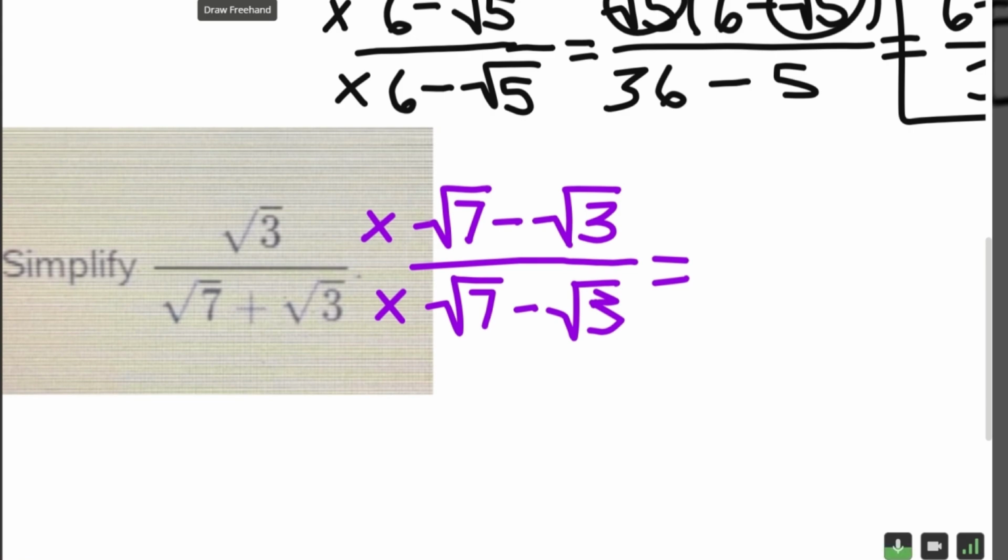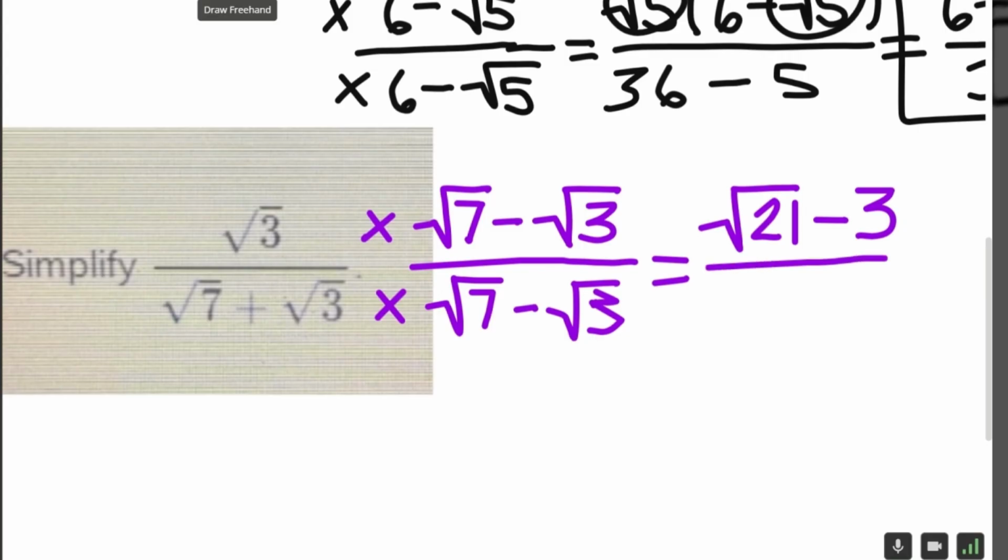Well, let's just distribute that across on the numerator. Square root of 3 is going to be multiplied to both of these, right? So this is going to be, let's see, square root of 3 times square root of 7 is square root of 21. Minus square root of 3 times square root of 3, that is 3.